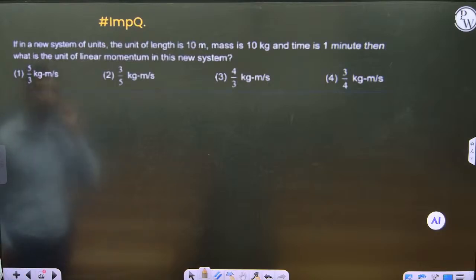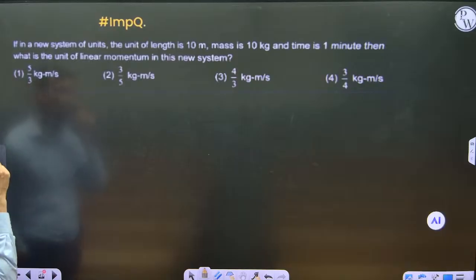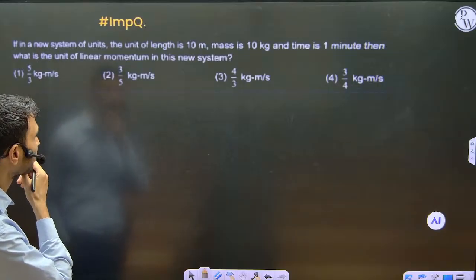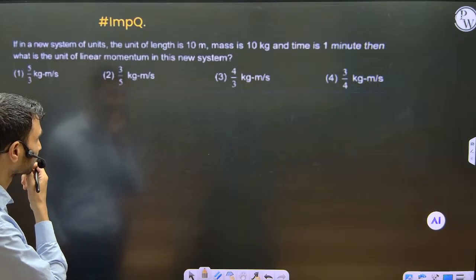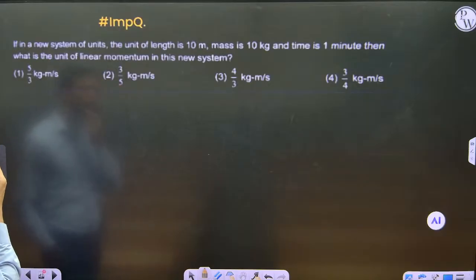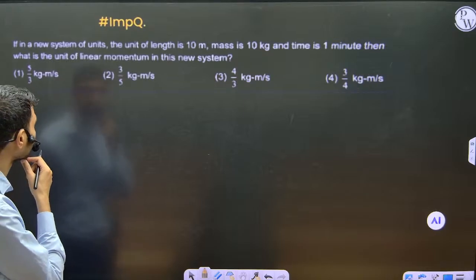Okay. So in a new system of units, the unit of length is 10 meter, mass is 10 kg, and time is 1 minute. Then what is the unit of linear momentum in this new system? So let us understand what they're saying. In this new system of units, the unit of length, mass and time is different. Then what is the unit of linear momentum in this new system, right?